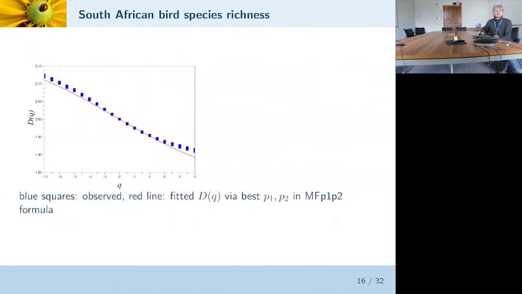And if we do this, and we use negative and positive values for Q, we get the observed using a non-deterministic algorithm that will become relevant later, so that's why there's more than one value for the blue squares. And we find the MF P1, P2, D1, DQ value for the best value for B that we can find. So the red line is fitted, and the blue line is the data, and we fitted using positive and negative values of Q.